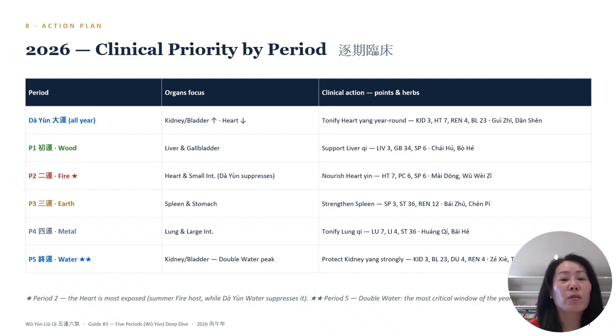Period 4, metal, tonify the lung with Lung 7, Large Intestine 4, Stomach 36, and Huang Qi and Bai He. And period 5, water, which I've double starred. This is the most critical window of the whole year because the fixed water host coincides with the water excess Wu Yun. Double water, protect the kidney yang strongly here with Kidney 3, Bladder 23, Du 4, and Ren 4, and herbs like Ze Xie, Tu Si Zi and Zhu Ling. So even in a harmonious year, you can see exactly where to lean in.